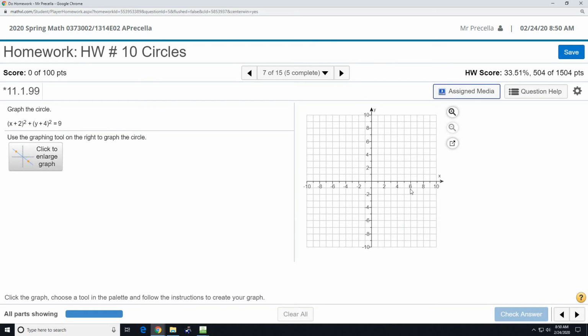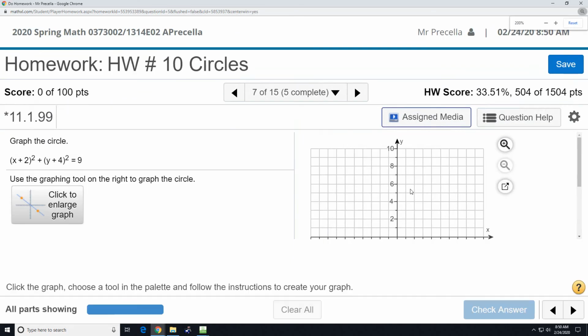Let me blow this one up. This one's just like the one we finished doing. We just did 6 and 7 are both the same thing. Graph the circle. So let me write it down. Oops, it's number 7. X plus 2 squared plus y plus 4 squared equals 9.